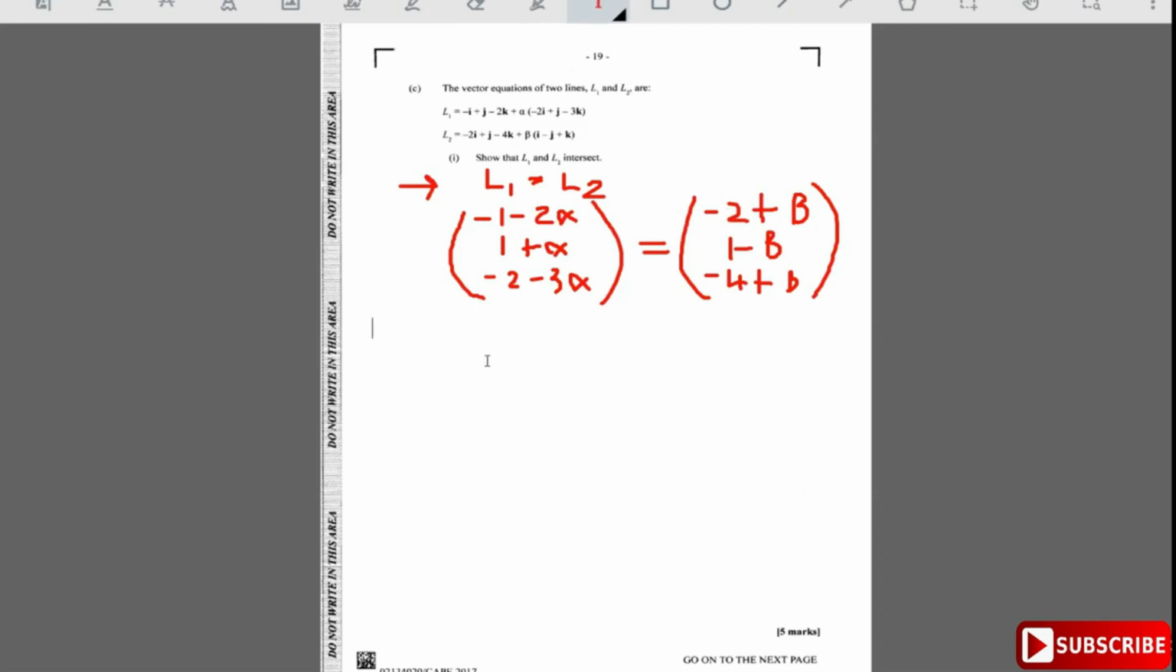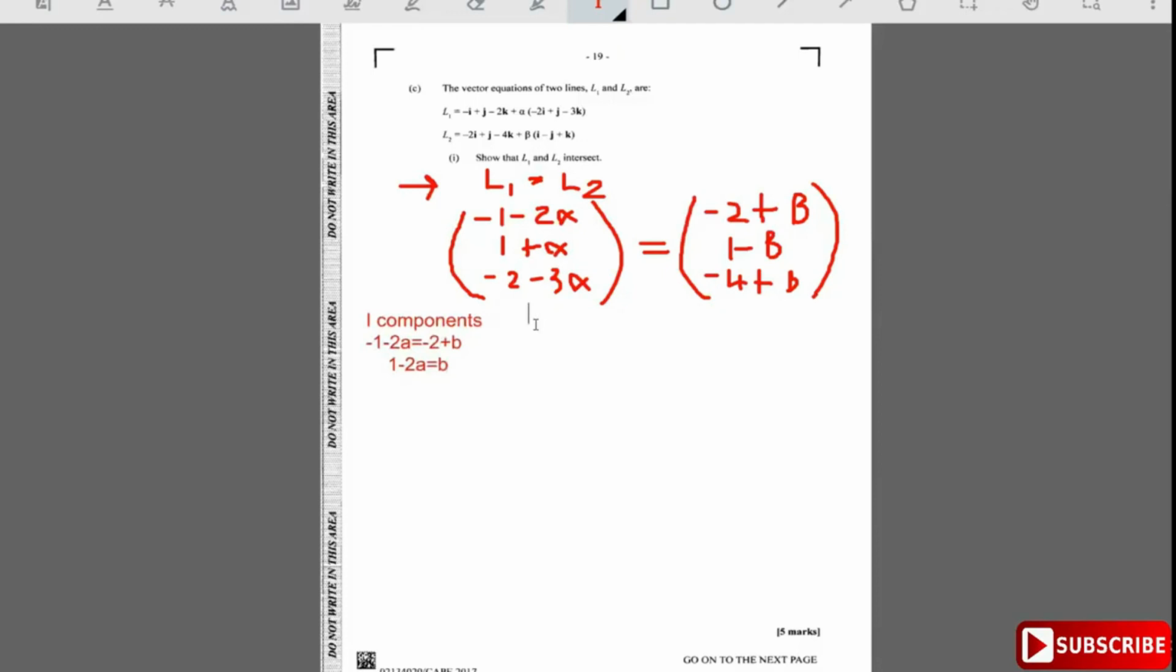So comparing I components, we're getting -1 - 2 alpha. I'm going to call alpha A in this case. And that's equal to -2 plus beta. I'm going to call beta B. So if I were to bring over this 2, really and truly I'm adding 2 to both sides. I'm getting -1 plus 2 is 1. So I'm getting 1 minus 2 alpha is equal to beta. That's comparing the I components.